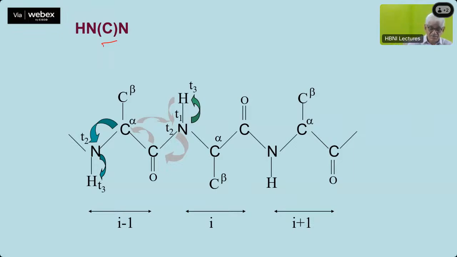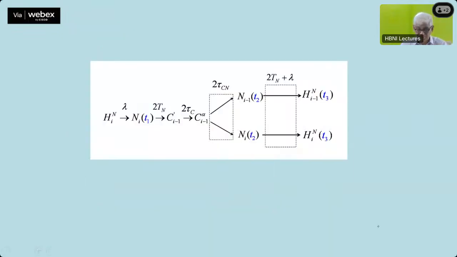Okay, and as you said, you're using the C alpha and CO, but they are not frequency labeled at all. So the transfer process here is indicated in this manner: HNI to NI, NI to C alpha, C dash I minus 1, C dash I minus 1 to C alpha I minus 1. Now from C alpha I minus 1, you go to two of these, NI minus 1 and NI. This is the frequency labeled here. And then from these you go to the respective amide proton to measure it.